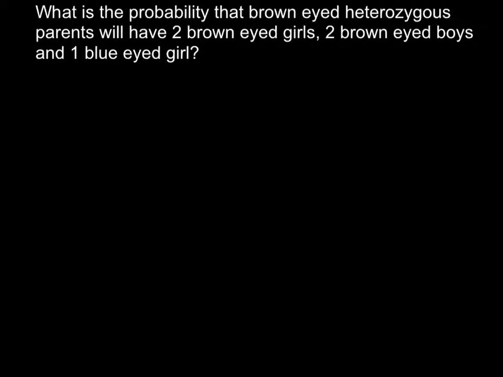Hi, today I have a very interesting genetics problem for you, and this problem is about genetics, statistics, and the rule of probability. And here is the problem. What is the probability that brown-eyed heterozygous parents will have two brown-eyed girls, two brown-eyed boys, and one blue-eyed girl, in no particular order?